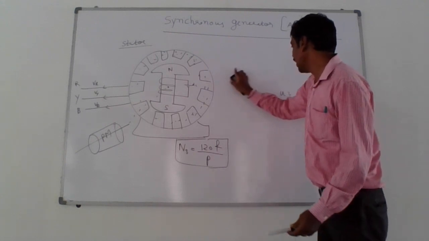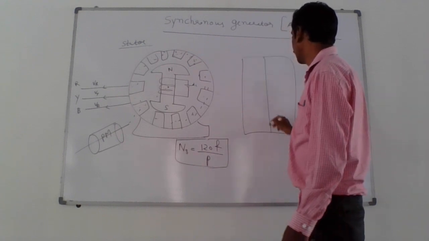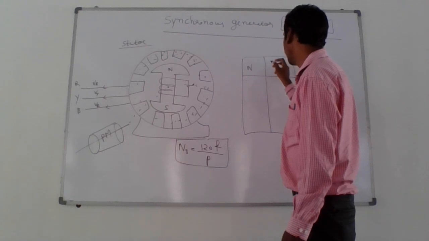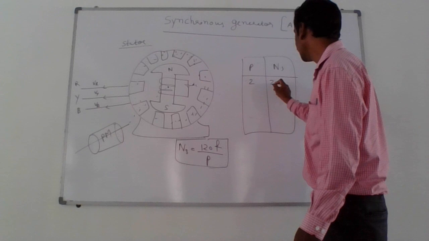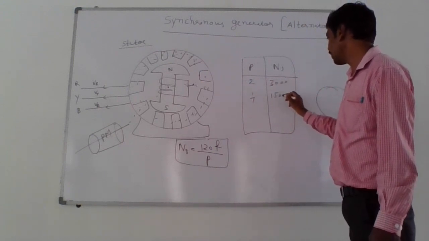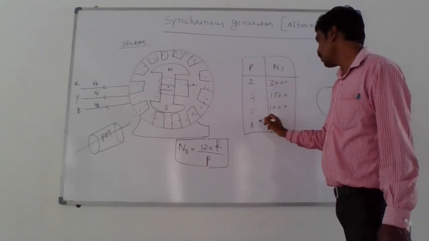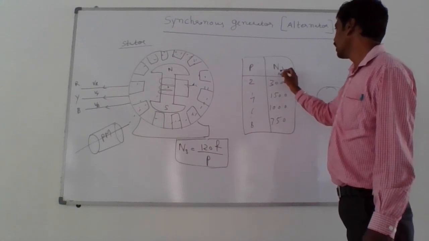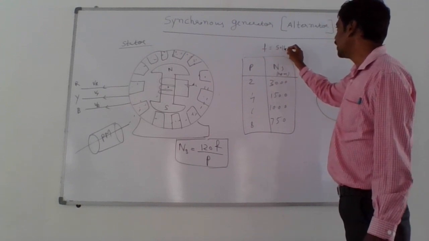If you draw the table of speed versus number of poles: for a 2-pole machine it is 3000 rpm, for a 4-pole machine it is 1500 rpm, for a 6-pole machine it is 1000 rpm, for an 8-pole machine it is 750 rpm. In this way we can keep the frequency constant at 50 Hz.